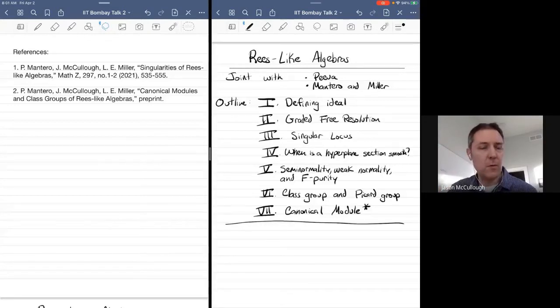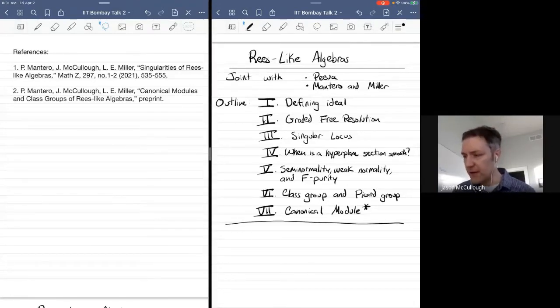If you want, you can go to my webpage and you can get both copies of these papers to take a look. A little bit at the very beginning, items 1 and 2 are still the joint work with Arena, and the rest is joint work with Paolo Mantero and Lance Miller. That is basically the content of these two papers.